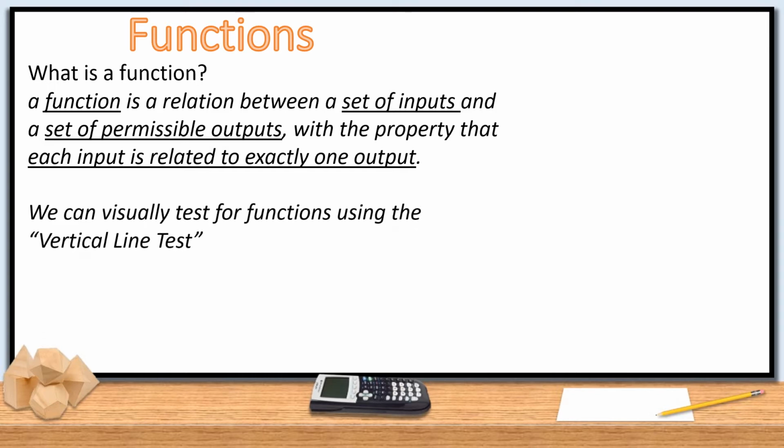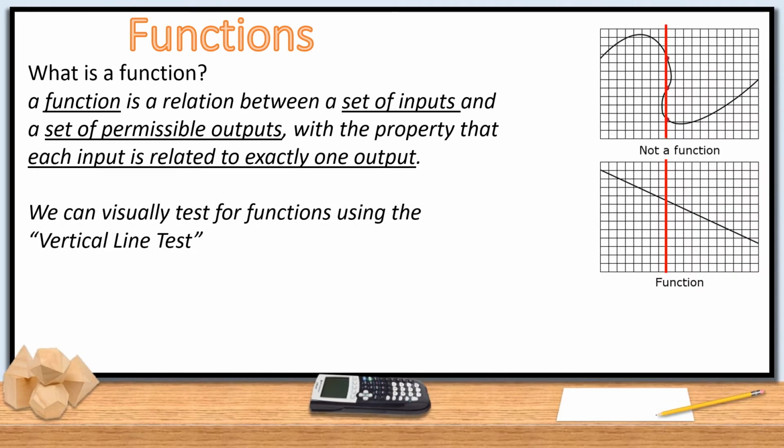When we see it visually, it makes a little bit more sense. We use what's called the vertical line test to test that. If we look at the diagrams over here, the top one is not a function because when we draw a vertical line, it hits the graph in three places. So this one is not a function. Versus the linear function down here, any vertical line is only going to hit it once. So for every x value, there is only one y value.